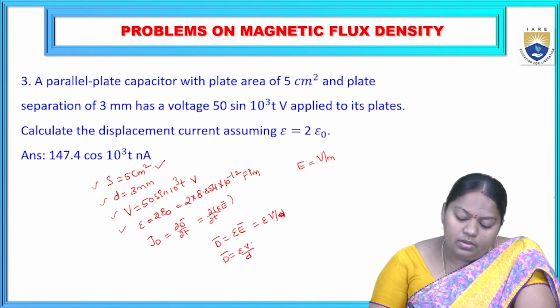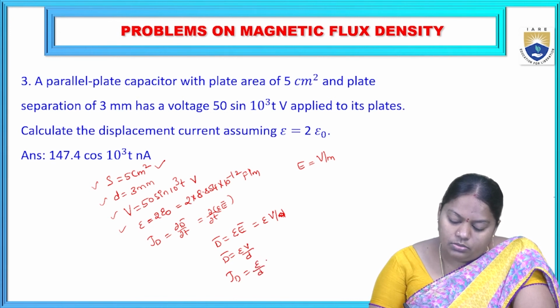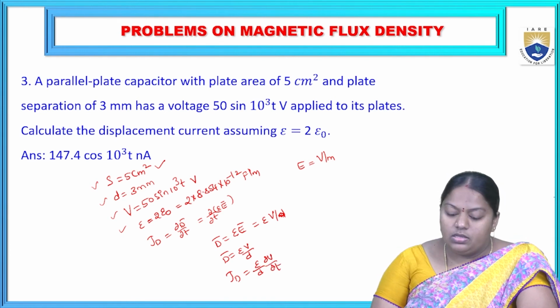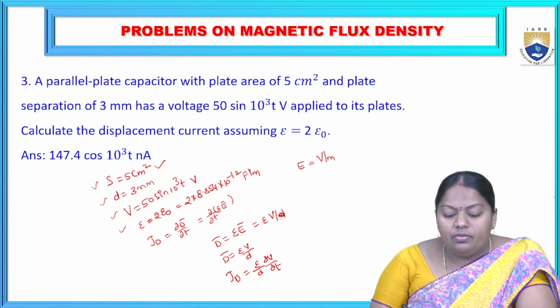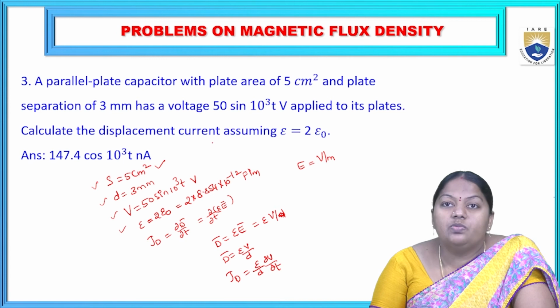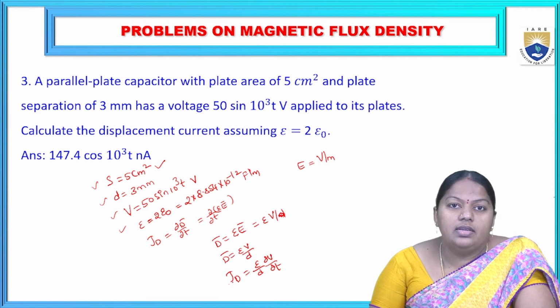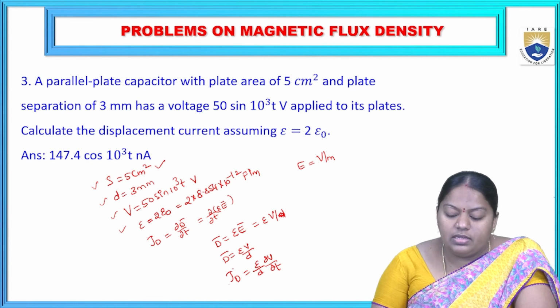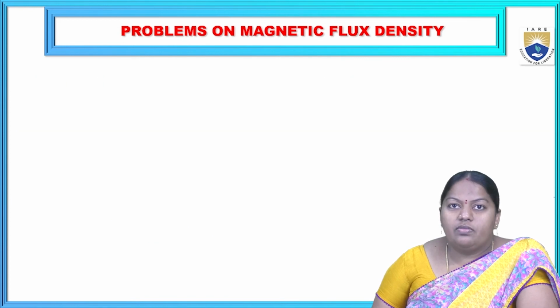If you substitute all these in the equation, JD equals epsilon by d into dou V by dou t. Here we need to calculate the displacement current, but what we have is the displacement current density. So the relation between current density and displacement current is given here.